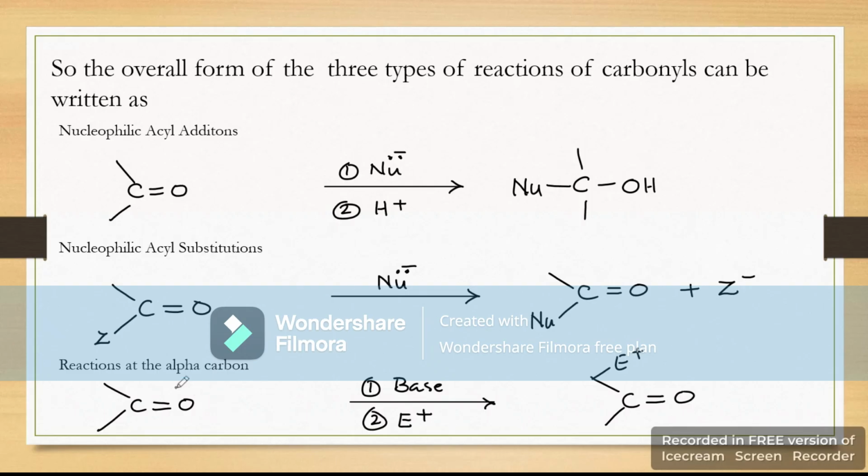And then the last one, the reaction at the alpha carbon. Here there is a base which abstracts the alpha proton. So alpha carbons are this one and this one. From either of them it can abstract a proton. If there is a proton like this, it can be abstracted by the base to form the enolate. That means this carbon will become negative after the proton is abstracted, and this negative carbon can then react with the electrophile E plus to make a new bond at this point. So these are the overall forms of the three types of reactions at the carbonyl carbon.